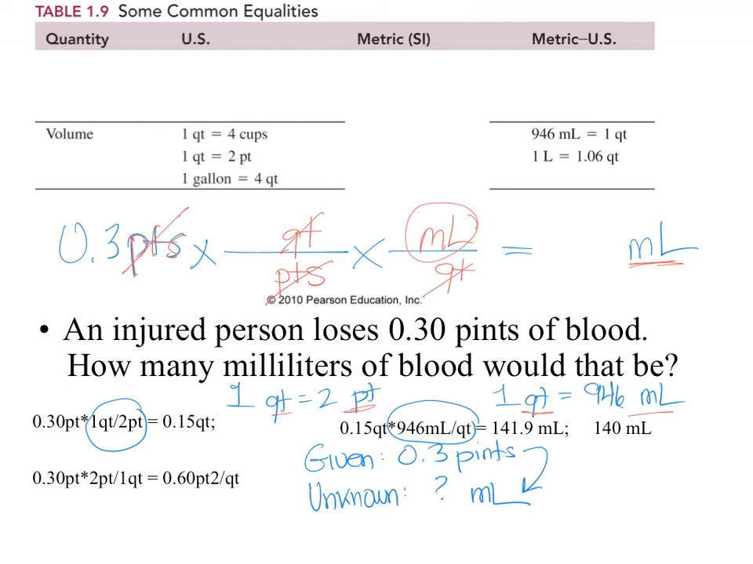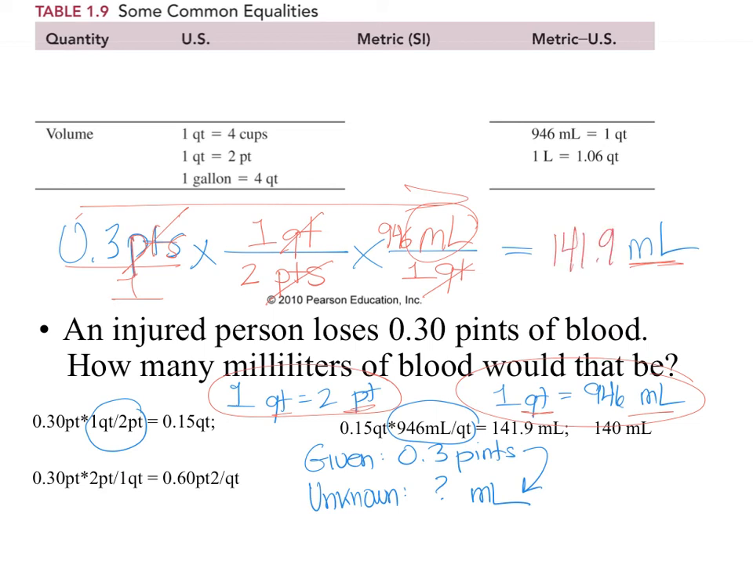Now let's plug the numbers in, okay? 1 quart is equal to 2 pints, that came from here, and 1 quart is equal to 946 milliliters. Okay, that came from there. Now, how do we do the math? Well, you can think of your given also as a fraction if you want. It's 0.3 over 1, because that's still 0.3. You multiply across the top, and then you divide if it's on the bottom. So it's going to be 0.3 times 1 times 946, all divided by 2.